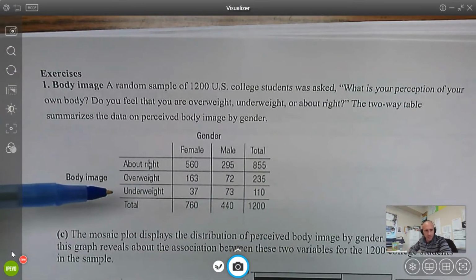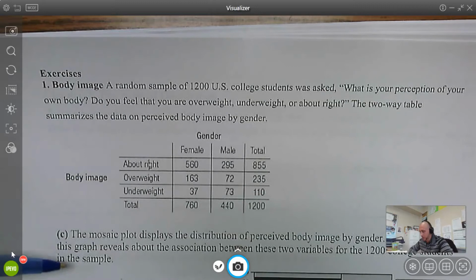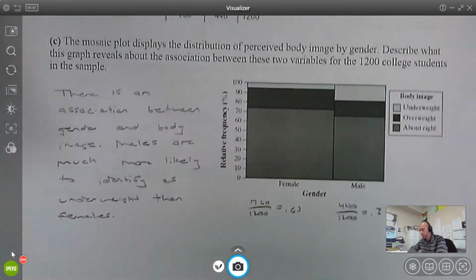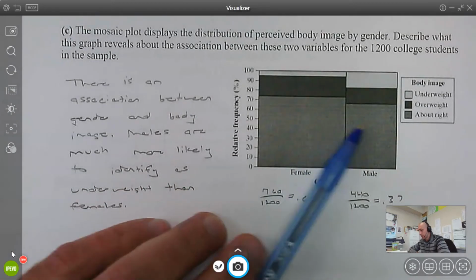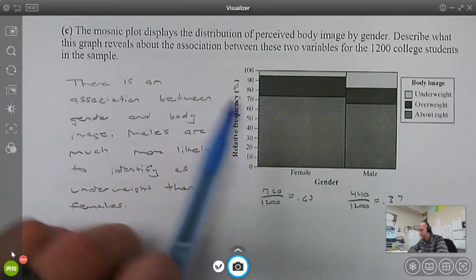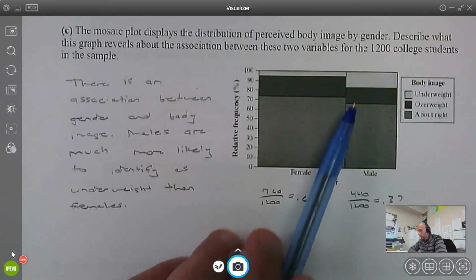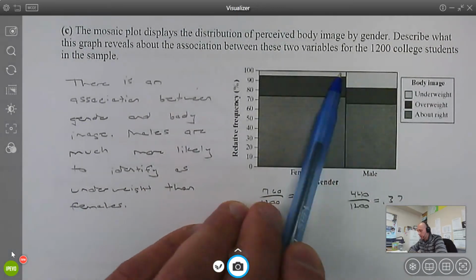So they give you another two-way table here. What I would do, I would pause the video and answer part C, just doing the best you can to use the mosaic plot to talk about the association. So here, there is an association. These are not exactly the same. I'm not even caring about the width, to be honest. And I could see the biggest discrepancy is in the underweight.